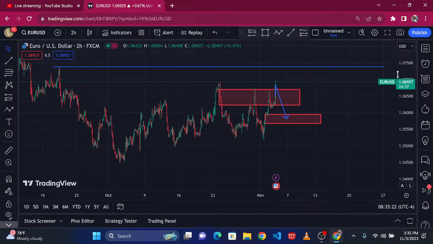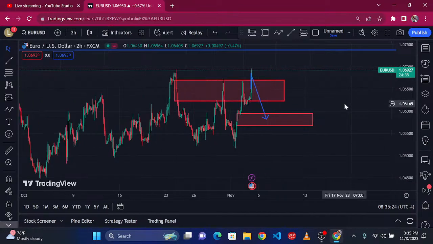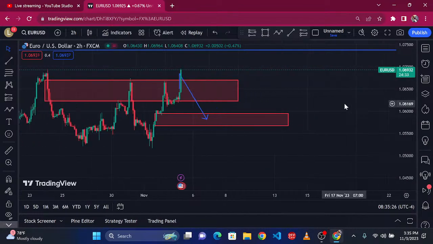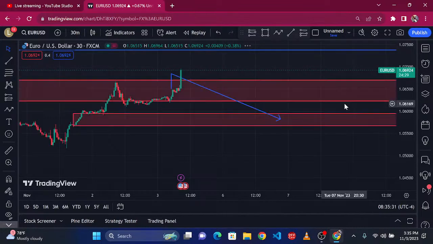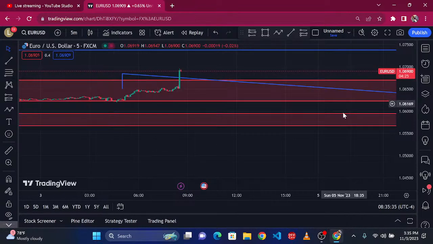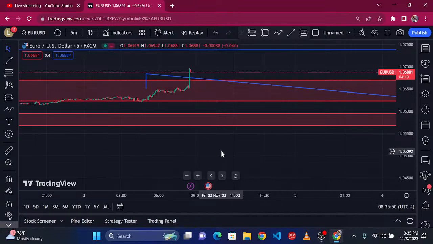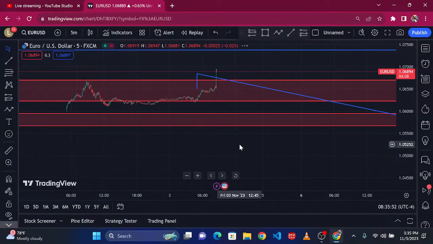If you want it to move, let's check the 30-minute time frame. Let's check 5-minute. It has made this imbalance, so I want it to come back to cover it up. Thus, if it reaches this point, we'll be scalping it off.